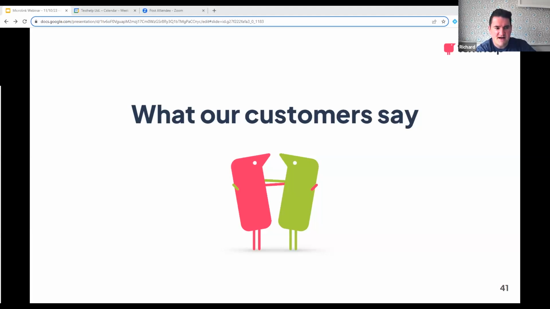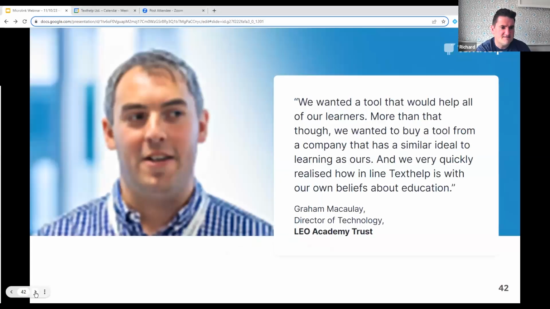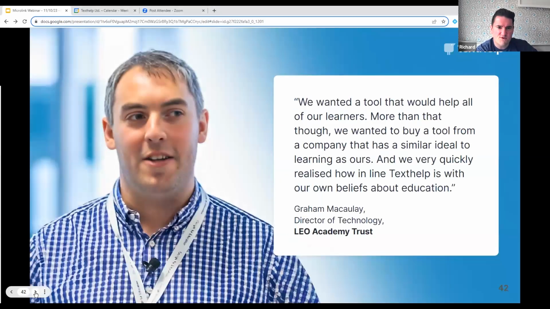But let's take a look on the next slide at what some of our customers have said since implementing our products. A lot of the customers that you're going to see here are scale customers, where the rollout has been to a multi-academy trust or a local authority, and some of the Scottish authorities that we'll look at.